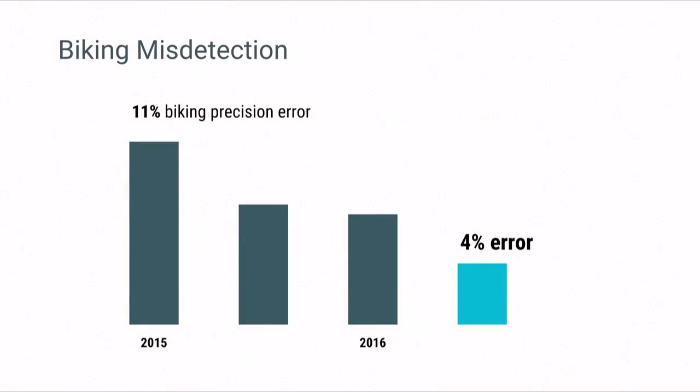We've added dynamic sampling of sensor inputs to improve quality, and have made improvements to our algorithms by fusing steps, position, speed, and user corrections together. The result of this hard work over the past year is a reduction in our biking precision error rates from 11% error in early 2015 down to 4% error as of now. And these changes will be rolling out now.